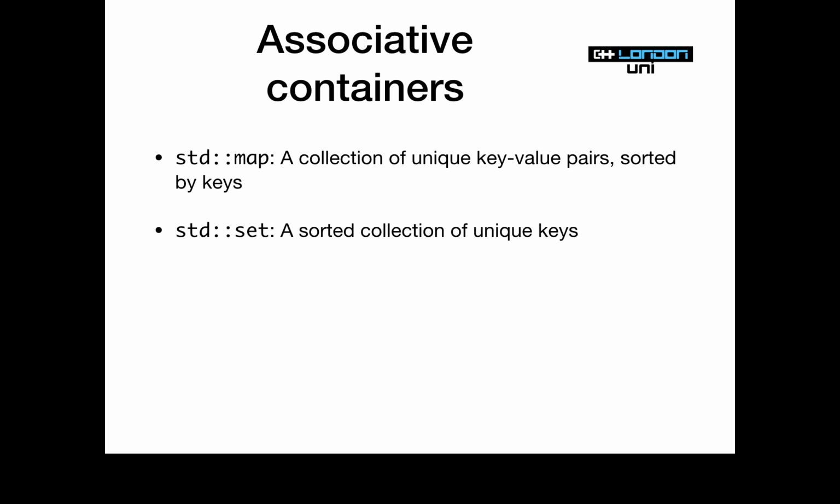So are the key value pairs sort of stored in the vector? No, they're stored in something called a red-black tree. A red-black tree is a form of B tree, yeah. You sure about that? Yeah.